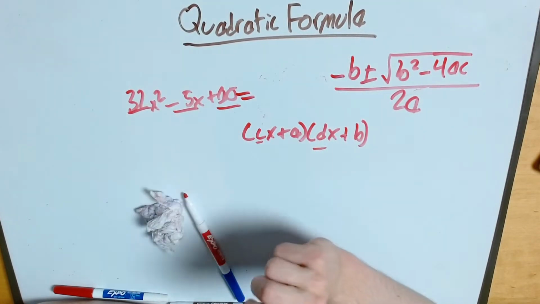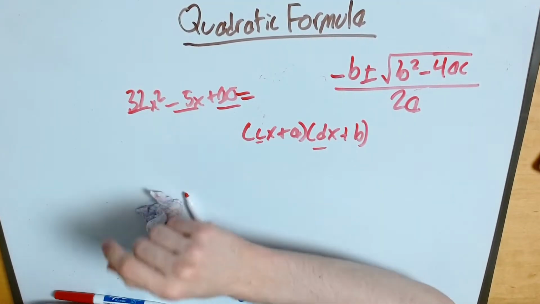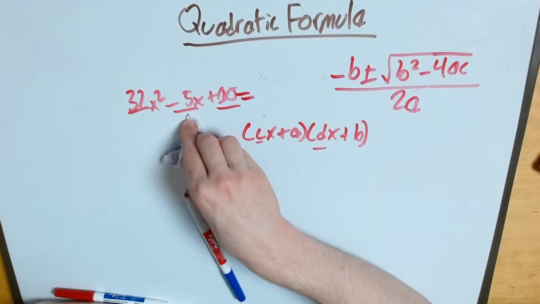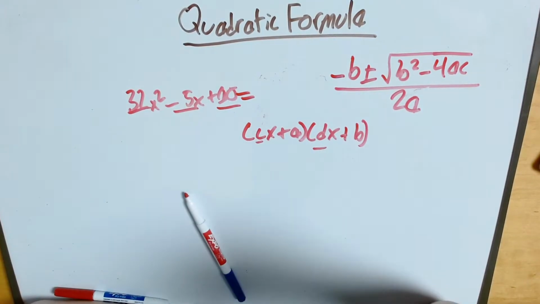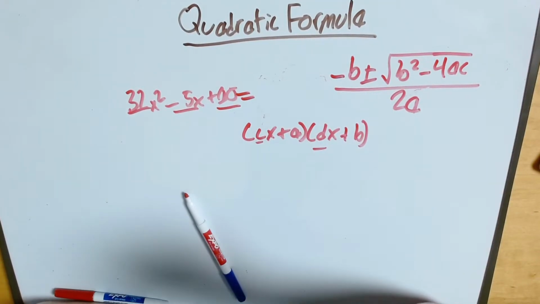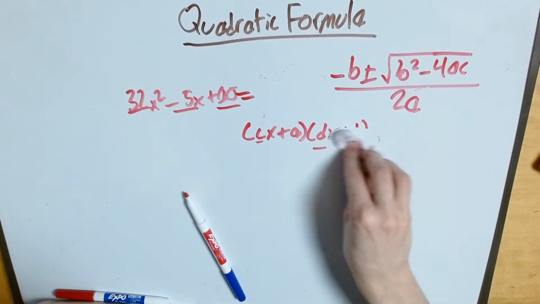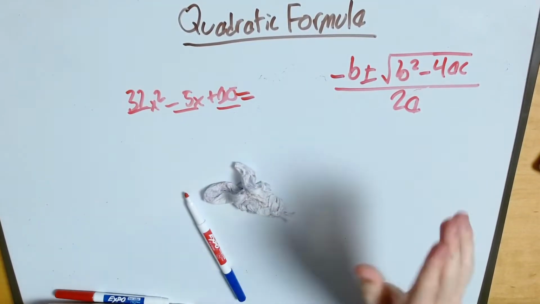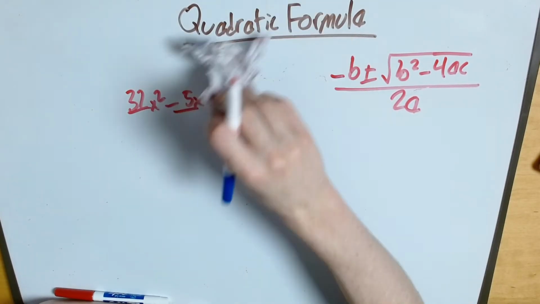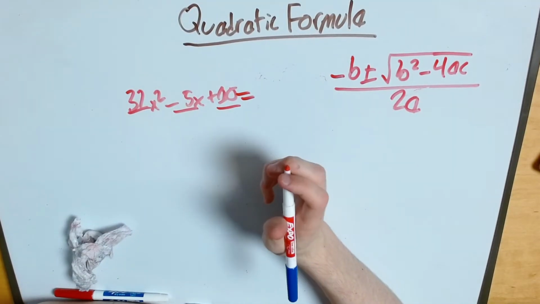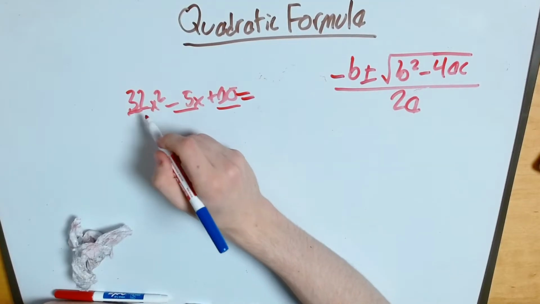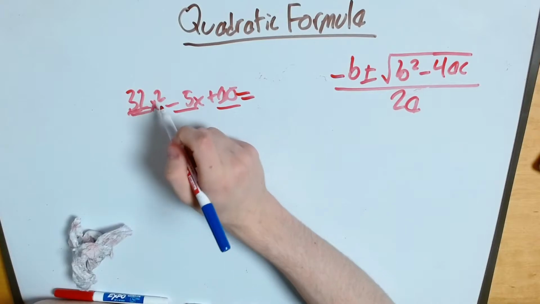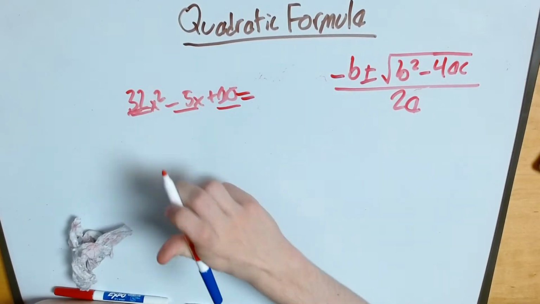It's especially bad when we can't factor out this front term, right? 32 doesn't go into 5, doesn't go into 10. We're really stuck with this 32. We cannot get rid of it, and that sucks. And that's where the quadratic formula comes in, and that's where it's so helpful. And it says, hey, if you have a quadratic, one of these pesky 32s or 64s or any number hanging off the front of that x squared, here's what you can do.